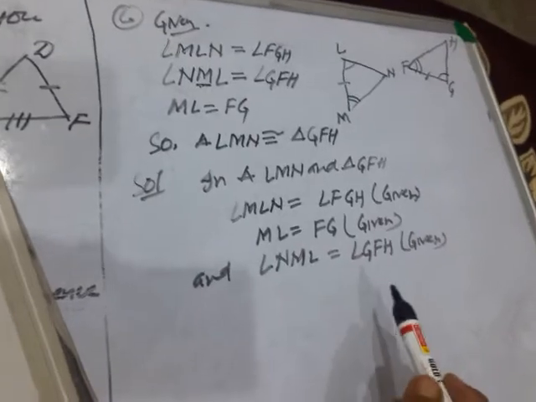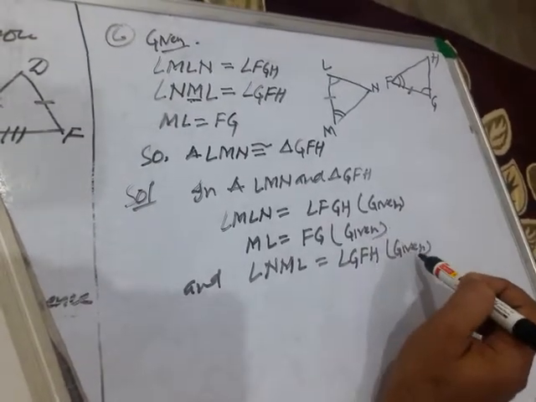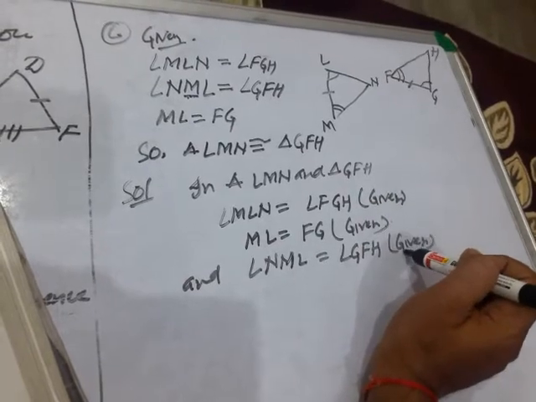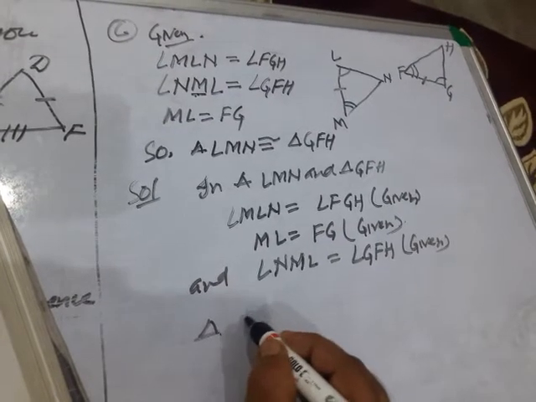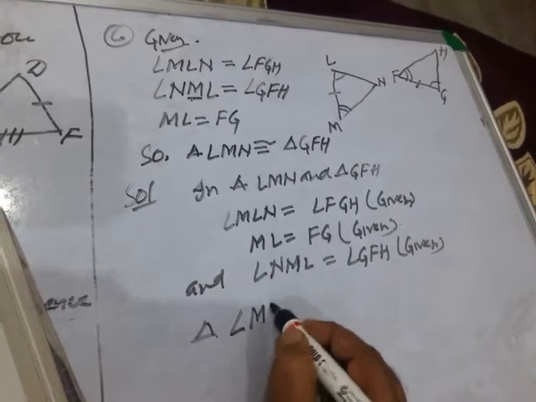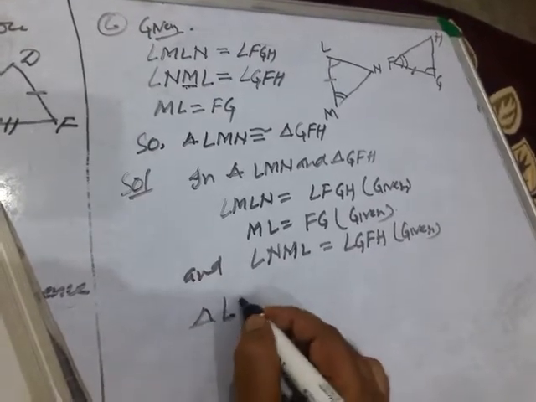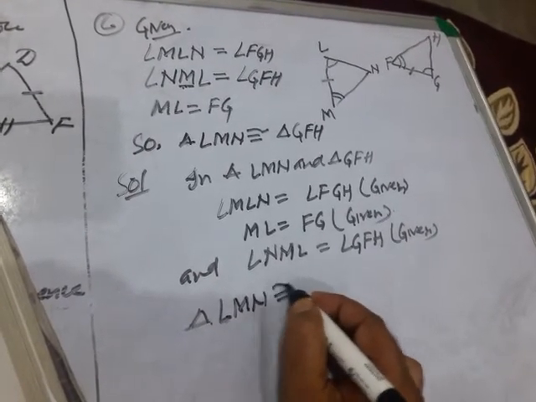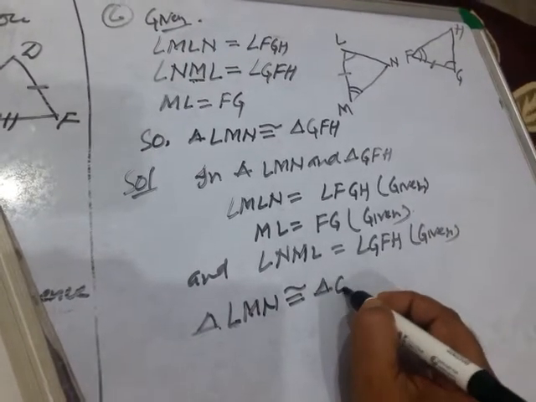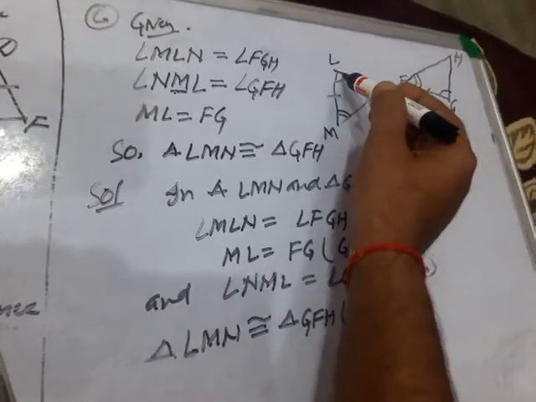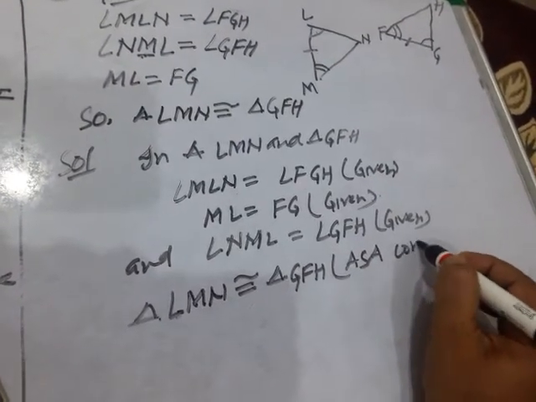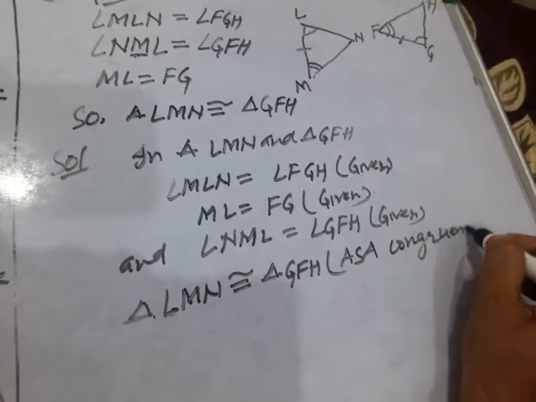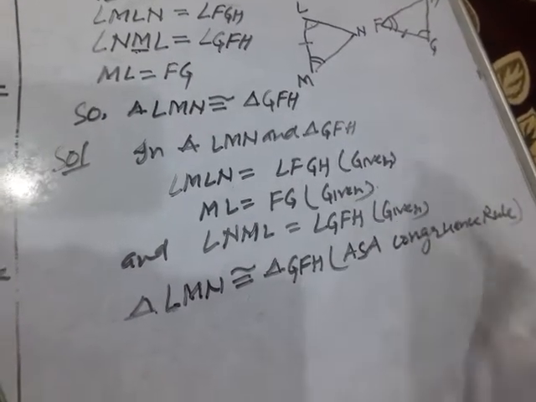See now, children, this is side, this is angle, this is another angle, this is side, this is again angle. So this implies that triangle LMN is congruent to triangle GFH. By which congruence criterion? That is angle side angle, ASA congruence rule.